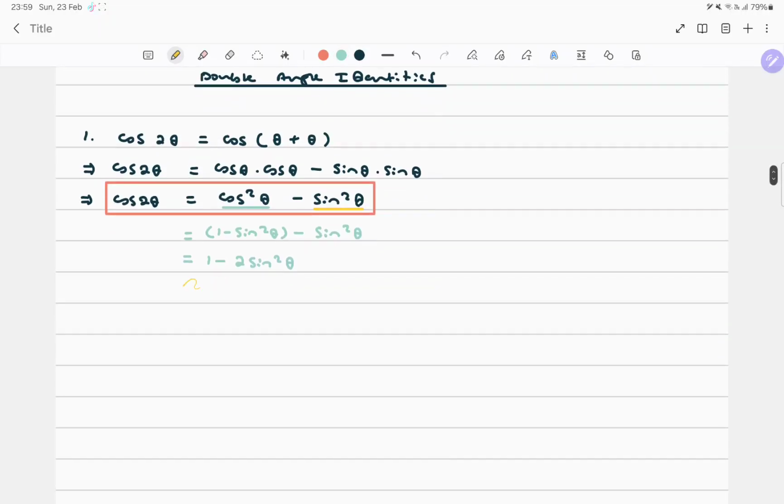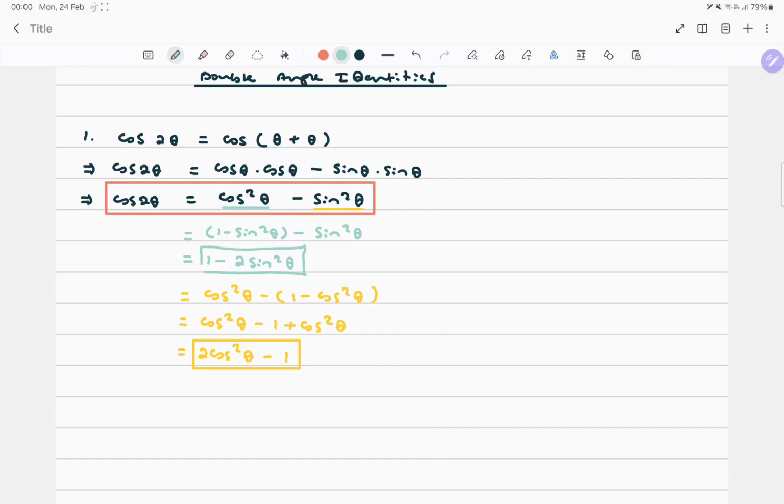If we decided to change that, this is the same as cos squared theta minus 1 into 1 minus cos squared theta, right? So this is cos squared theta minus 1 plus cos squared theta. FOIL method, so like terms, we get 2 cos squared theta minus 1. Okay, so these are the derivatives of what we just did.